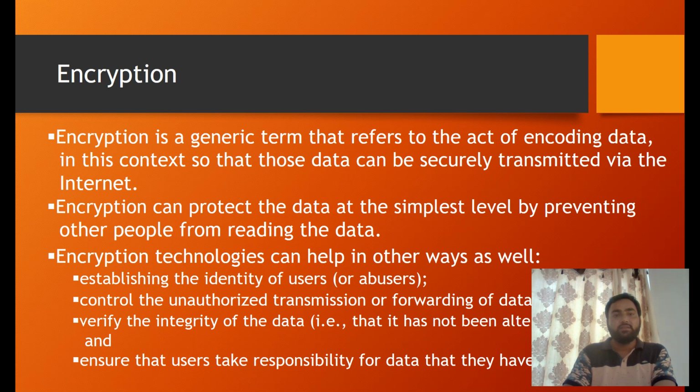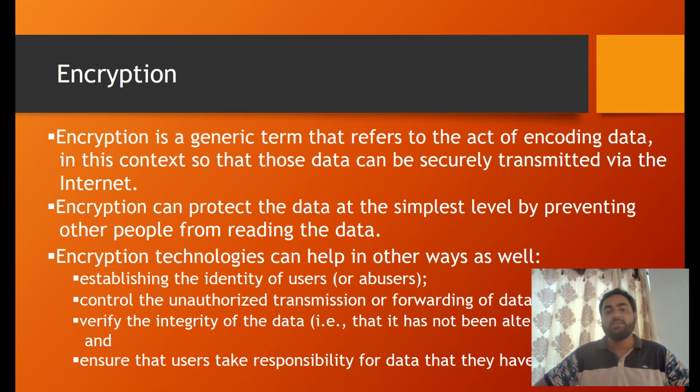So the basic advantages of encryption, if we talk about, the first one is establishing the identity of users. That means it establishes the identity of the authorized users that can have access to the particular information. It also controls the unauthorized transmission or forwarding of the data.